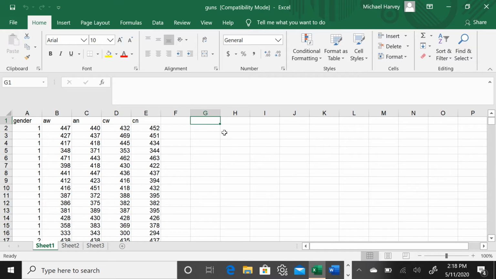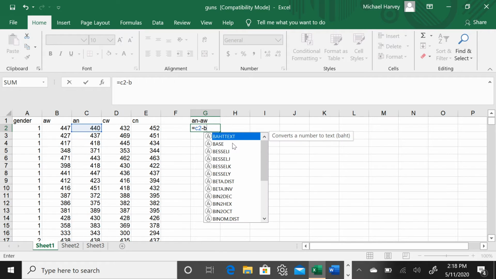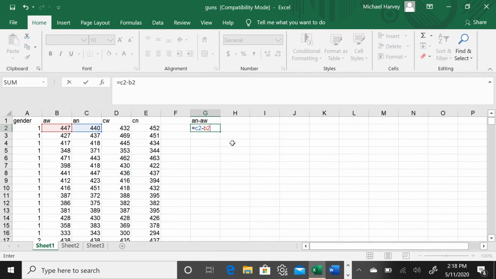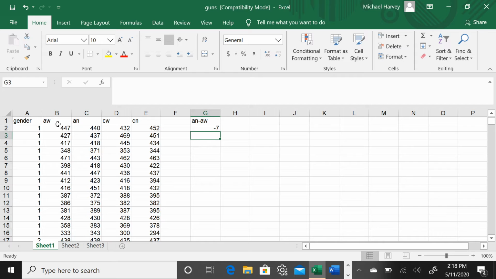What you can do is set up a new column for this. We want AN minus AW, so that's going to be the heading, just so we don't lose track of what we're doing. So what you'll do is write here, equal C2, see how it's highlighted, minus B2. And then that gives you -7.